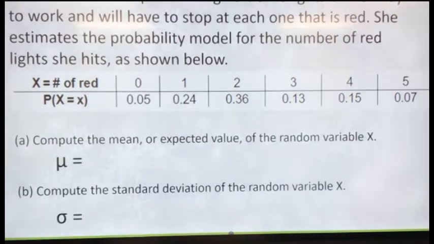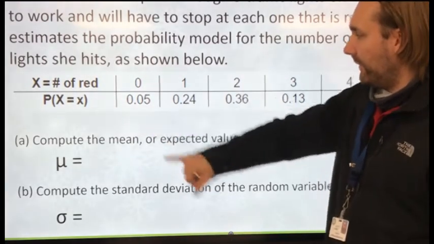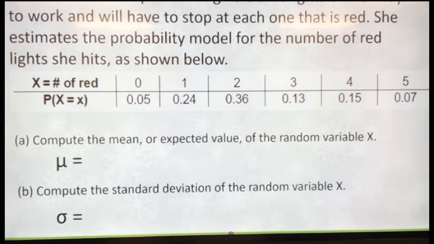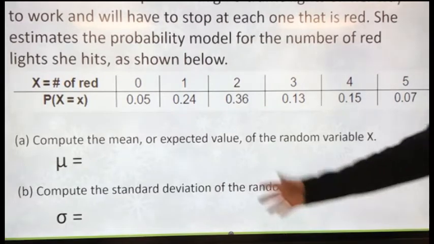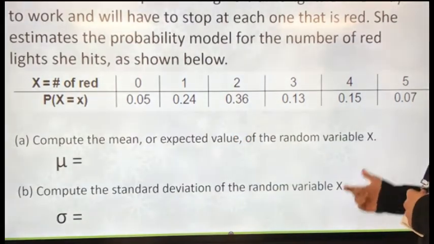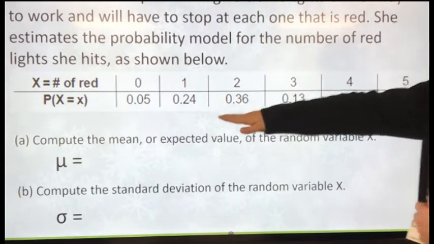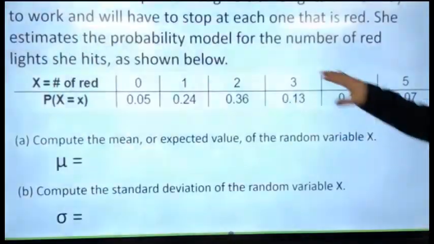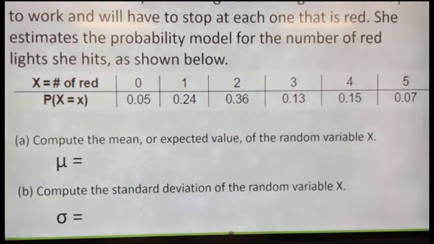So let's look at one more example. A commuter must pass through 5 traffic lights on her way to work, and will have to stop at each one that is red. She estimates the probability model for the number of red lights she hits as shown below. The probability of hitting no lights is 5%. 1, 24%. Hitting all 5 lights is about 7%. Compute the mean or expected value of the random variable x. So I'm going to compute my expected value for hitting these number of lights, on average. Compute the standard deviation of the random variable.